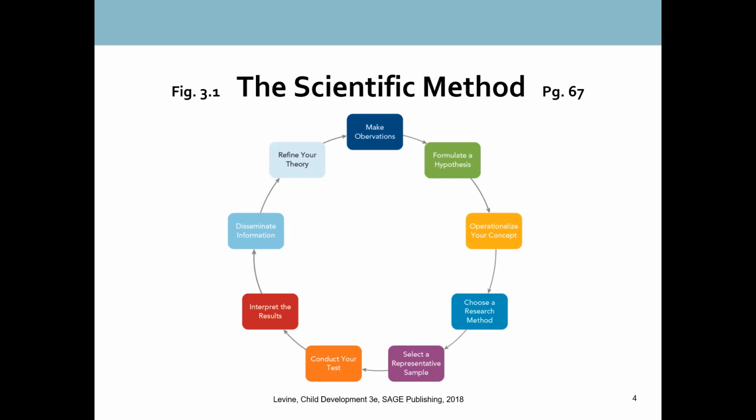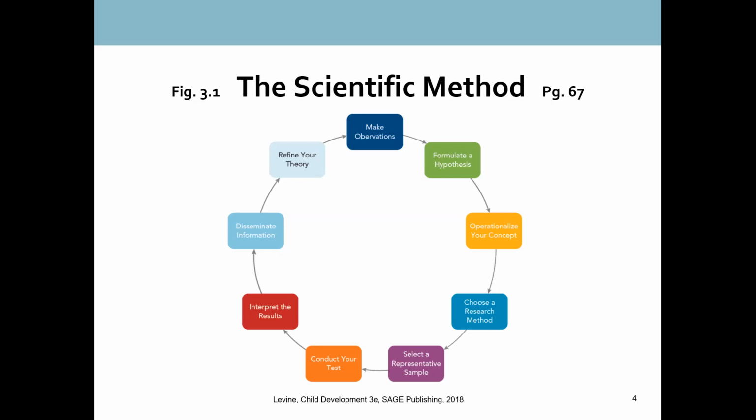You conduct your test, whatever measurement you've decided to use. In order to measure aggression, there are different ways I could do it. I might just have observers watch children in a playground and make little check marks on a notepad. I interpret the results once all the data has been collected. And interpreting the results involves statistical programs, and it tells you precisely whether a result you found is statistically significant or not.